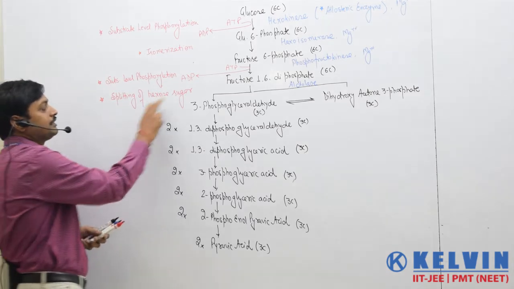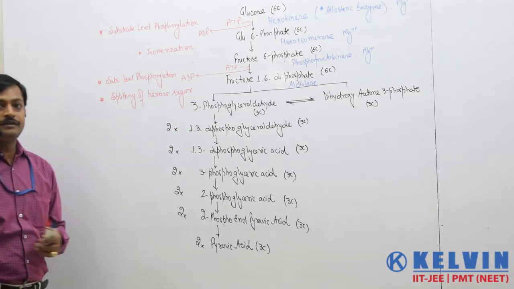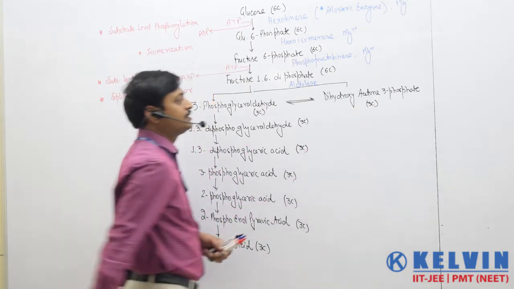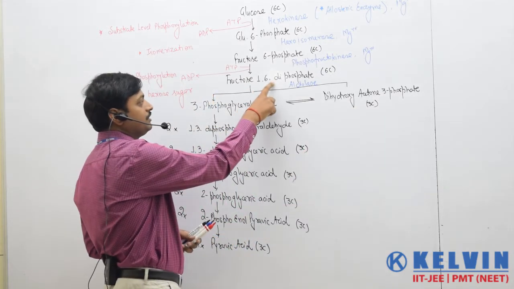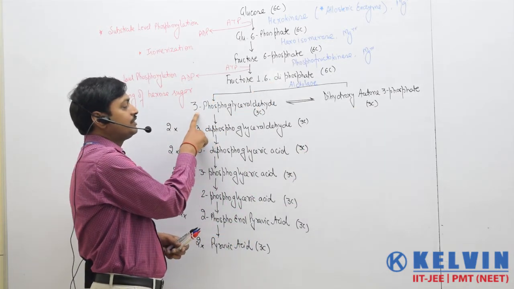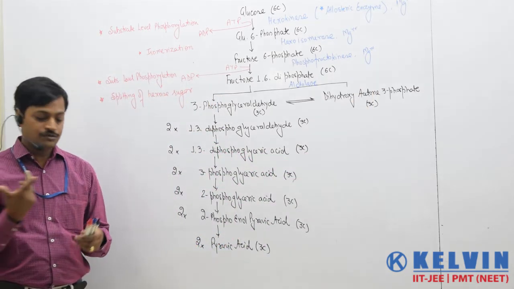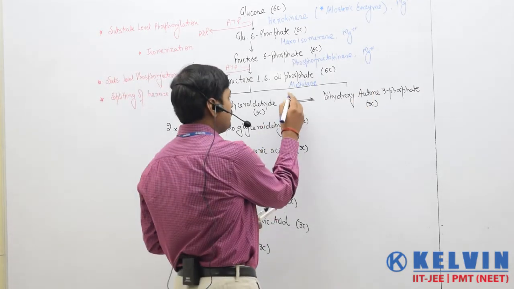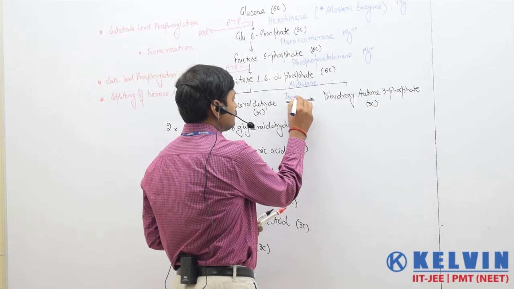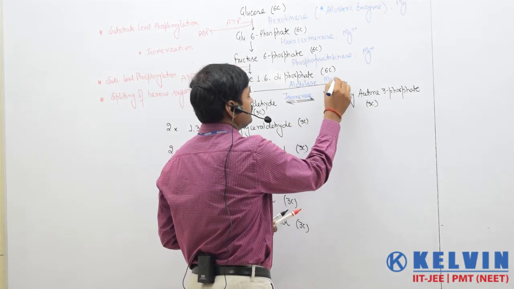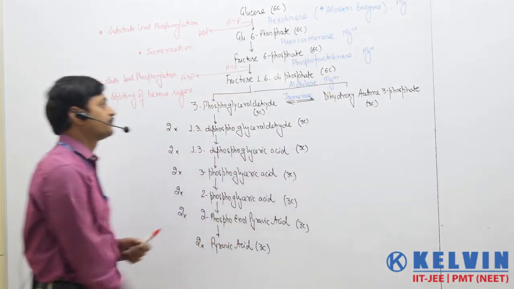So the hexose, that is fructose, is split into 3 carbon compounds, phosphoglyceraldehyde and dihydroxyacetone phosphate. There is one phosphate in each compound. These 2 are isomers, so the enzyme will be simply isomerase. And here also magnesium ion is used as an activator.